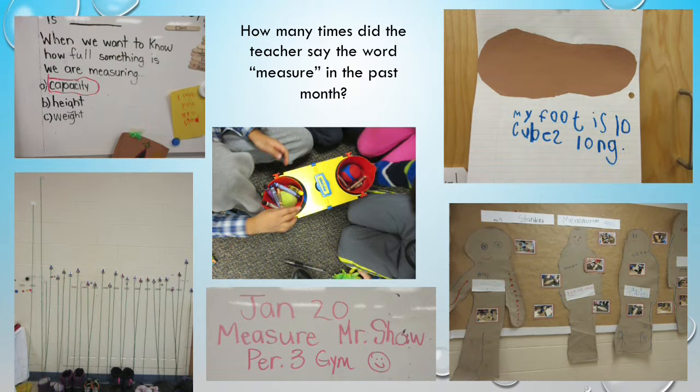Here's an example of a kindergarten classroom at Northwood. Many, many opportunities to learn the word measure. We have a message on the board: we're going to measure something. We are measuring capacity, height, or weight. We measured each other with the strings here at the bottom left. We measured Mr. Shaw, and anybody who knows Mr. Shaw knows that he's about 7 feet tall or close to it. He's the basketball coach. We measured weight. We measured our feet. So again, that's multiple experiences, authentic interactions.